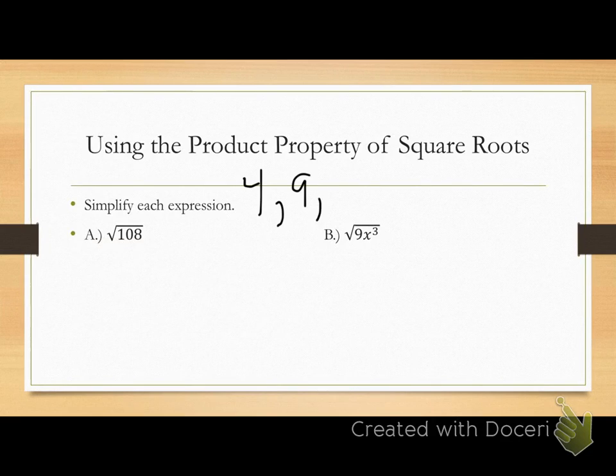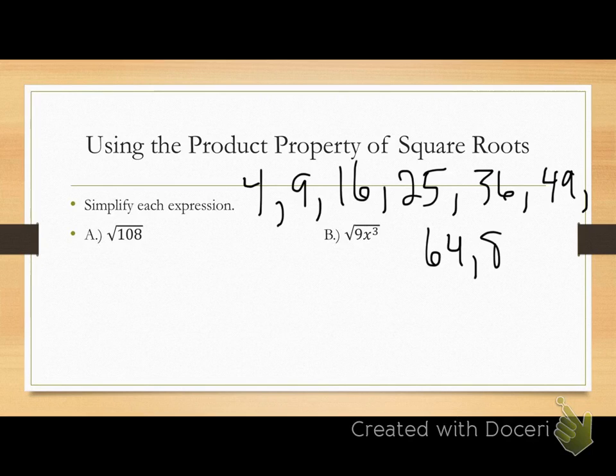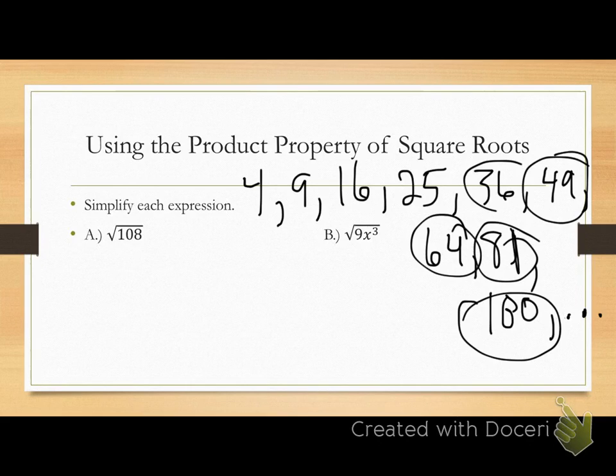9, 16, 25, 36, 49, 64, 81, 100, and so on and so forth. They just keep going and going. So I'm just going to start dividing 108 by all of these perfect squares, starting from the biggest, going down to the smallest, to see which one, the biggest one, goes into 108.